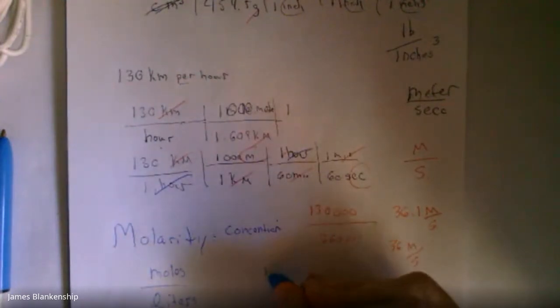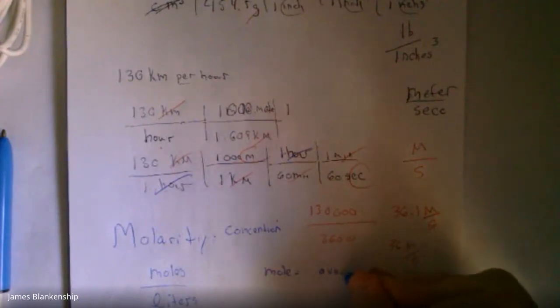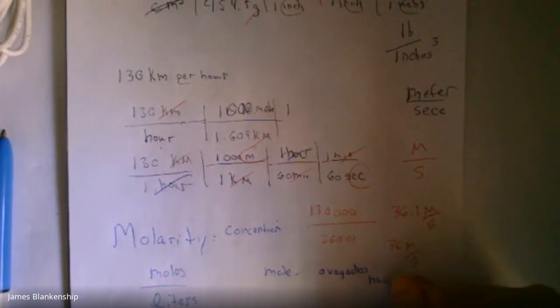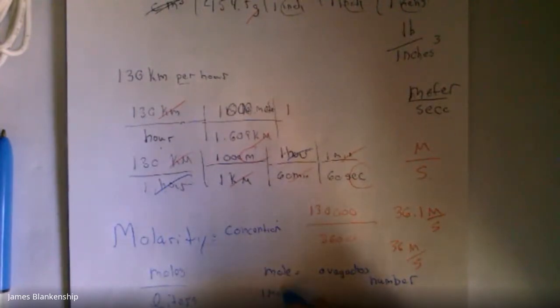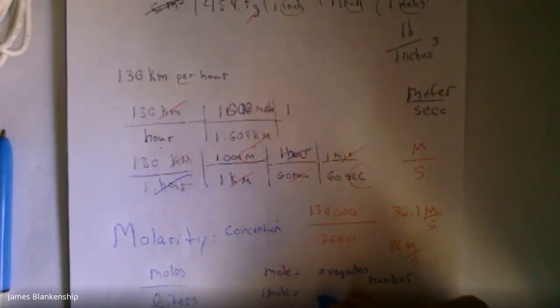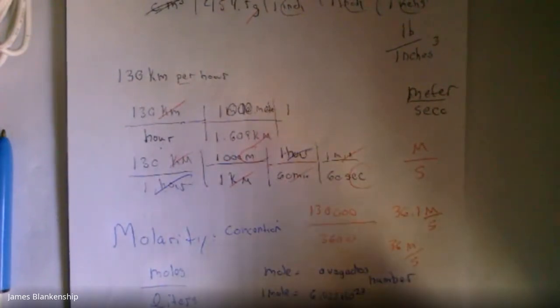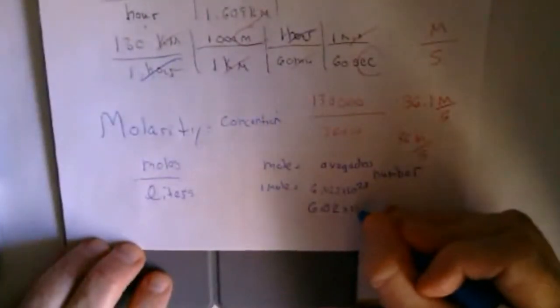Now, a mole is related to Avogadro's number. Just like a dozen is 12, if I have a mole of pennies, I have more money than Bill Gates. I have 6.022 times 10 to the 23rd. It's generally rounded for our purposes to 6.02 times 10 to the 23rd.